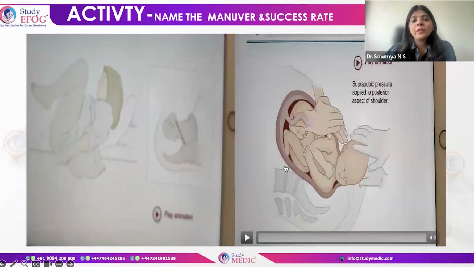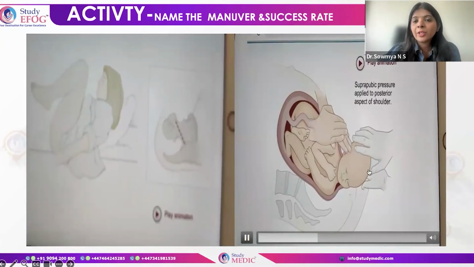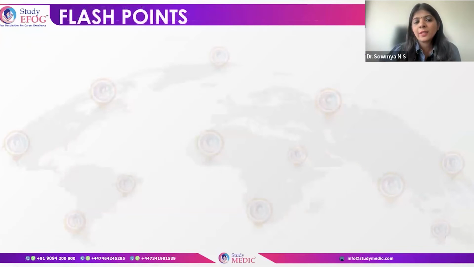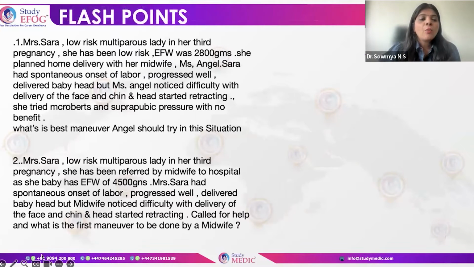If that fails, along with that you can apply suprapubic pressure from where the baby's back is. Shoulder dystocia is something you need to treat very, very quickly. Otherwise, the baby will be hypoxic. Okay. So a couple of scenarios to understand how to go about it.